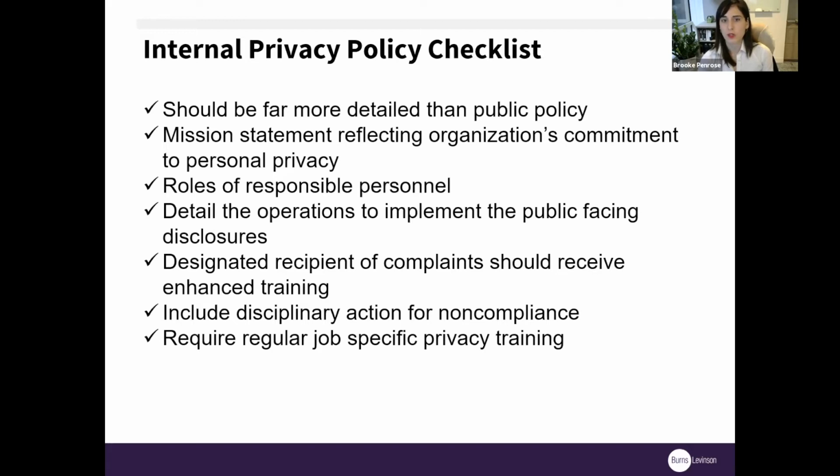The policy should also designate individuals within the organization who will have roles with respect to privacy compliance. It should also detail the operations to implement the public-facing privacy policy, including designating who within the organization will receive and respond to complaints. There should also be accountability for noncompliance, so the policy should include disciplinary action for any noncompliance. Finally, regular job-specific privacy training should be required when appropriate.